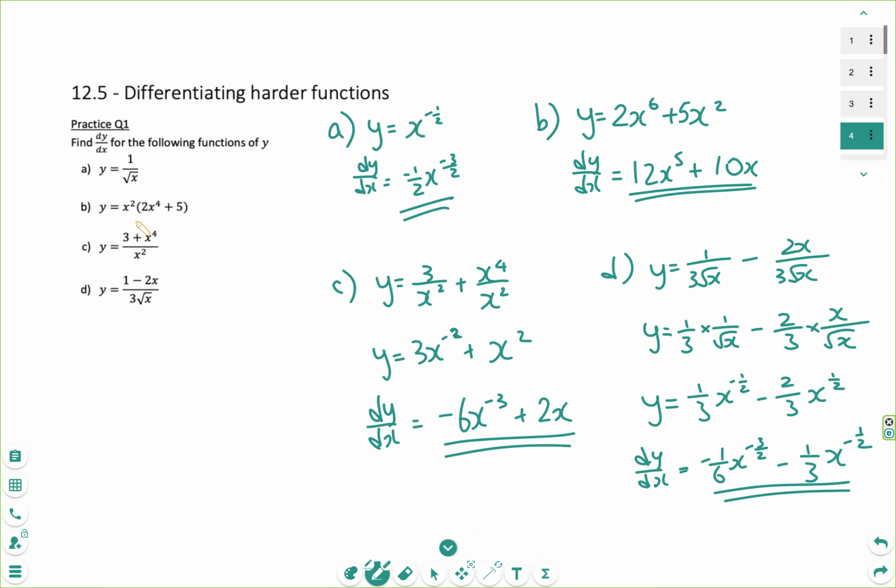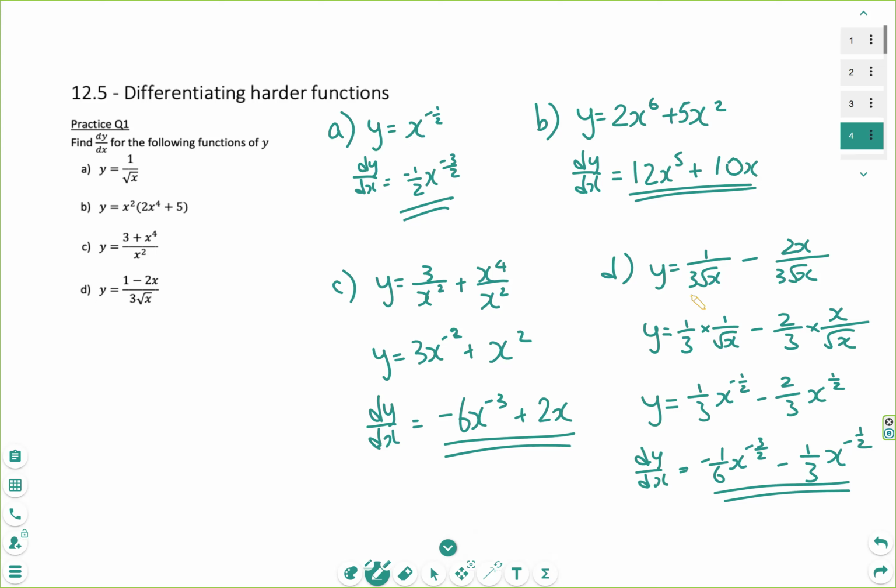B, do the same, expand the bracket first, and then differentiate. C, you have to split the numerator, and write the denominator power of x as a negative power, then multiply and differentiate. Simple. Now D is slightly trickier because you have more terms in there.